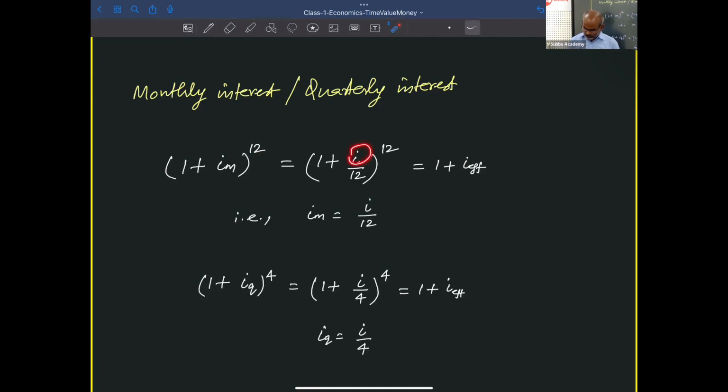And IM you can also get from the nominal annual interest rate, which is I. For monthly interest and nominal interest compounded monthly, this IM is simply equal to I divided by 12. So this I refers to the nominal annual interest rate that is compounded monthly.